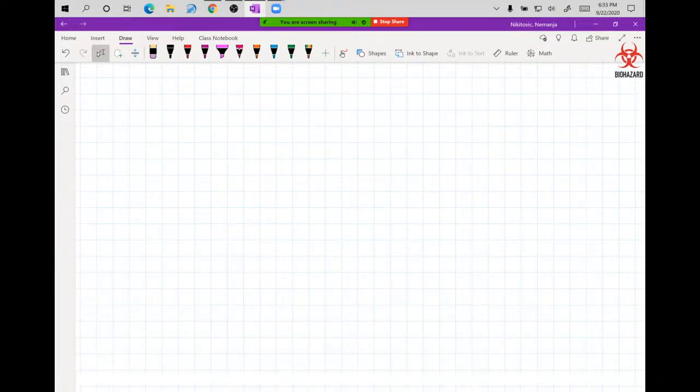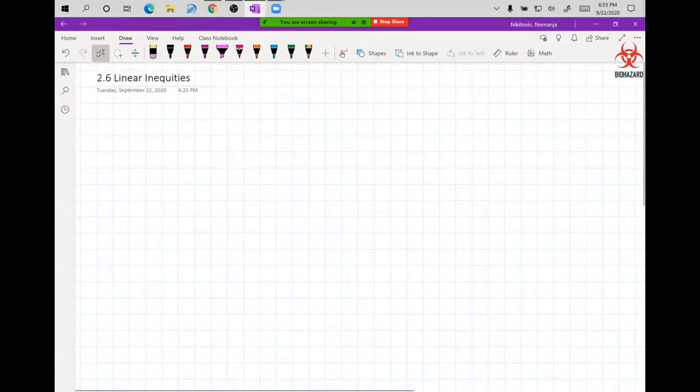Hello and welcome back to Elementary Algebra section 2.6 on linear inequalities. So we are going to now work inequalities rather than equations. And before we do any of them, I'm just going to write a little chart with names.